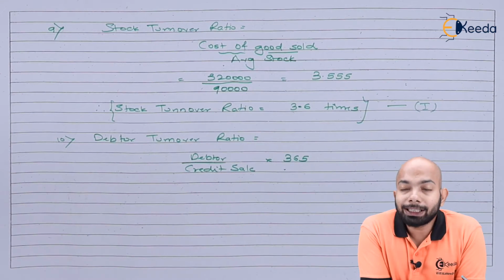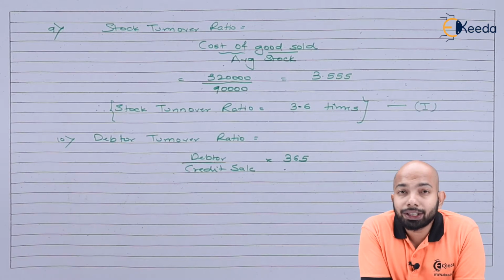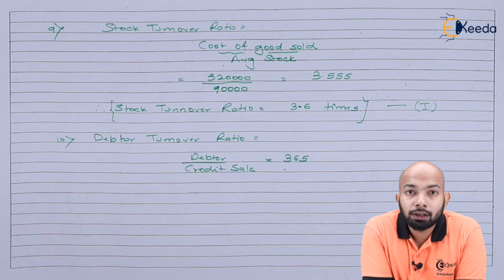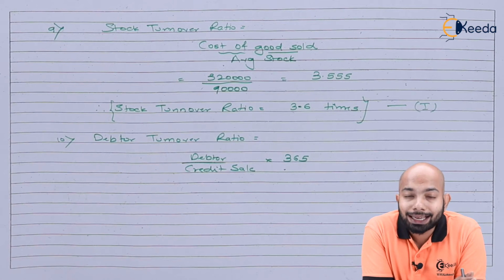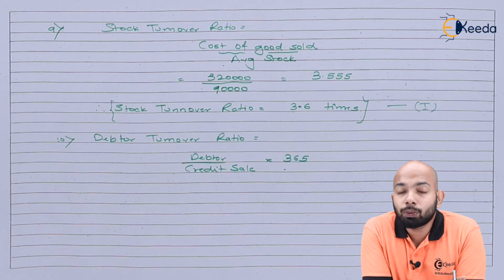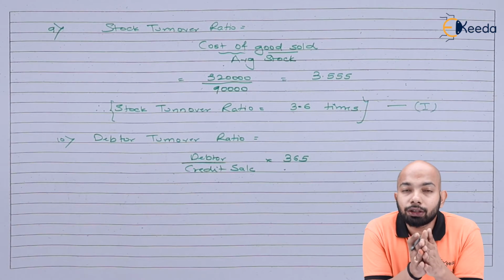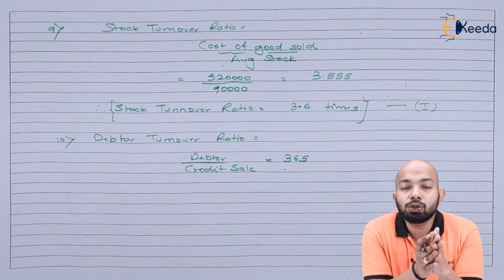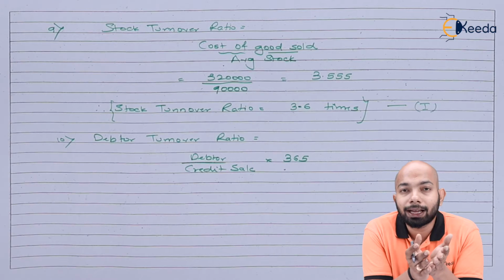The next ratio that we'll be dealing with is the debtor turnover ratio. The formula is debtor upon credit sale into 365. Now we know that out of 4 lakh, if 3,20,000 refers to cash sale, then the rest 80,000 will refer to the credit sale here. So that amount is supposed to be taken, and the debtor amount is already available in the balance sheet.